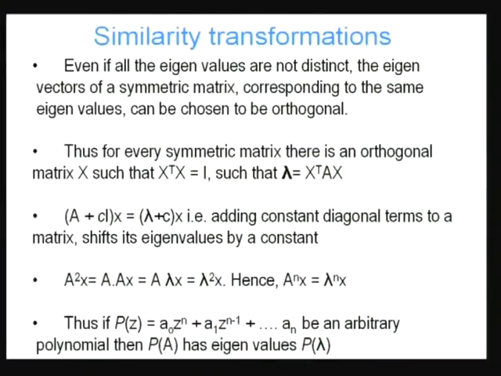Because of this property, if p is a polynomial of the form a0 z to the power n plus a1 z to the power n minus 1 through am, and instead of z, if we replace that by the matrix A, then we can see that p(A) is going to have eigenvalues p of lambda.